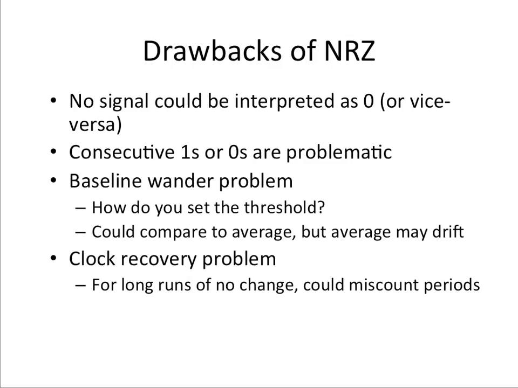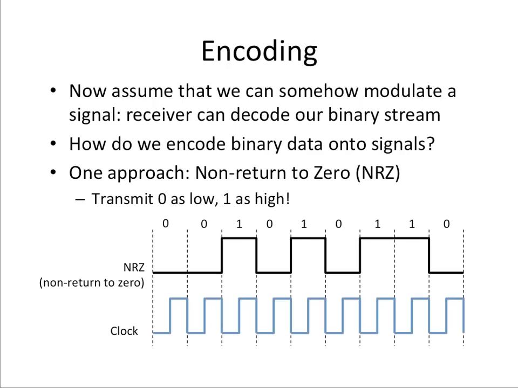Here are some other problems. You can read them on your own. For example, the baseline wander problem. If I transmit a lot of ones, what could happen is it could raise the voltage of the hardware that's responsible for modulation and demodulation, because we're putting this high voltage for an extended period of time, for example. Right?